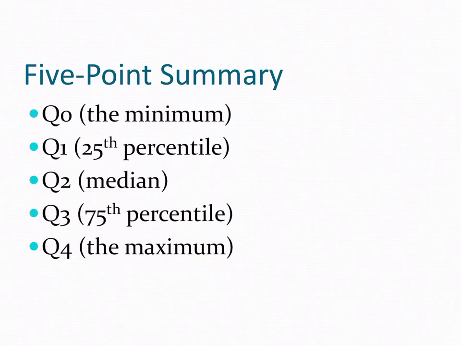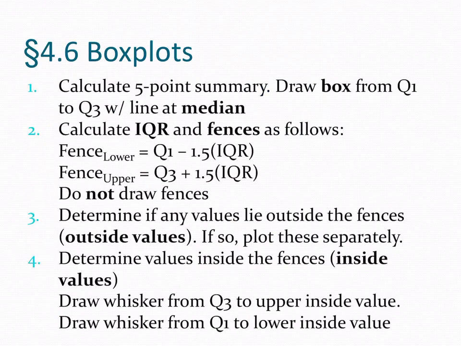With those, we can now give you a 5-point summary. The 5-point summary will be Q0, Q1, Q2, Q3, Q4, which is everything we just went over. The minimum value is your Q0, the 25th percentile is Q1, the median is Q2, Q3 is the 75th percentile, and Q4 is the maximum. It's everything we just did to get those values.